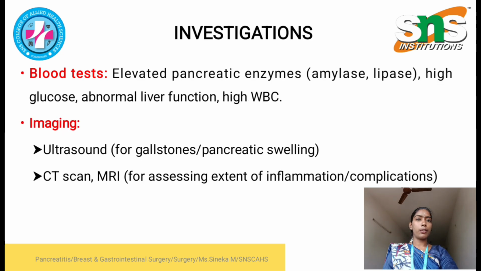Recurrent acute episodes. In investigation, first we will do blood tests to analyze elevated pancreatic enzymes such as amylase and lipase. These are the digestive enzymes secreted by the acinar cells of the pancreas. Next, a high glucose level will indicate abnormal function of the pancreas. Abnormal liver function, high WBC. In imaging, ultrasound to visualize gallstones and pancreatic swelling. In advanced cases, we will go for CT scan and MRI for clear imaging.